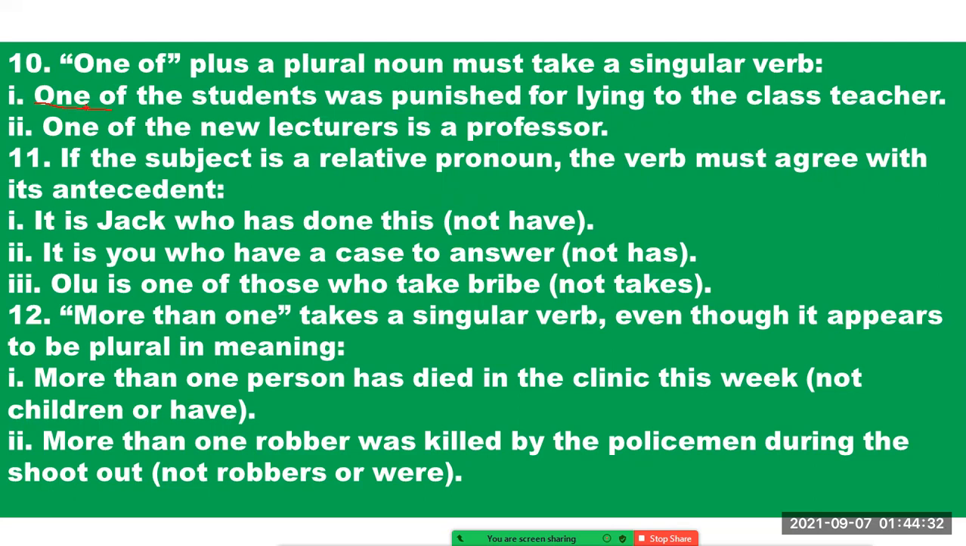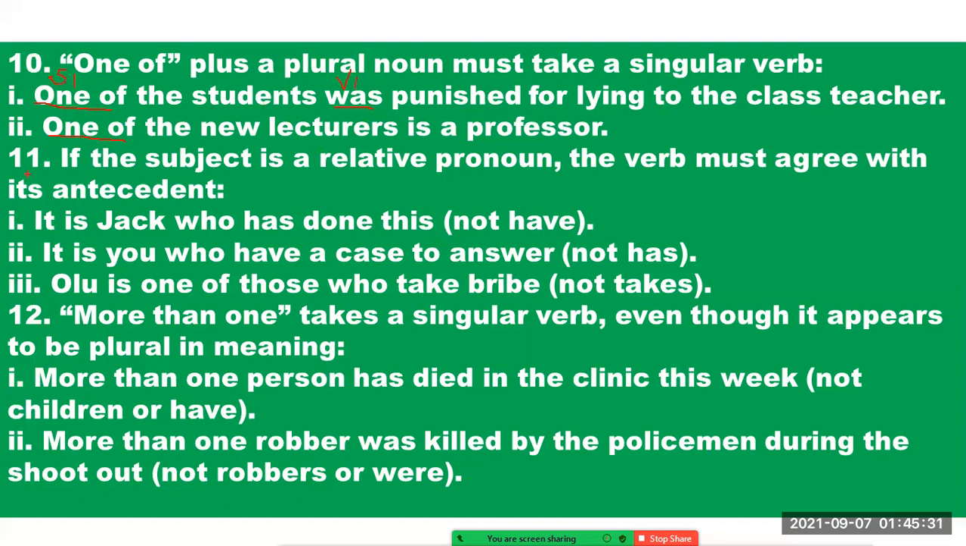The students are many, but semantically, we are referring to only one. It was not all the students that were punished, it was one. So because it is one of, then it is singular subject, and what is going to apply will also be singular verb. Now take note of this. Then sentence II, one of the new lecturers is a professor, one of. So whenever you have one of, because that is exactly the one you are referring to, you are not referring to all the new lecturers, you are referring to only one out of them. The same thing applies to sentence I. You are not referring to all the students, you are referring to only one, and that is why the verb has to be a singular verb.